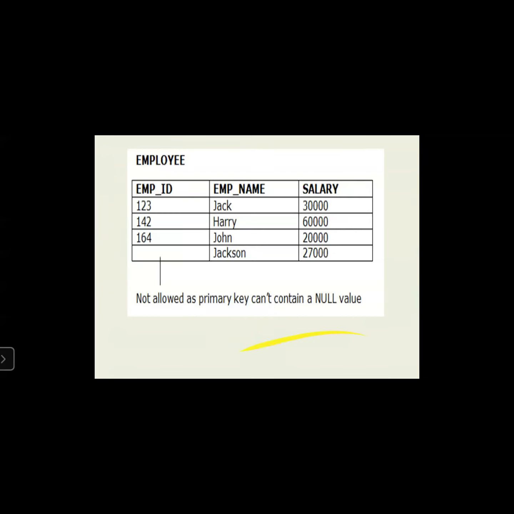Entity integrity constraint means nothing but a primary key. The main advantage of the primary key is that it does not accept null values in a relation.